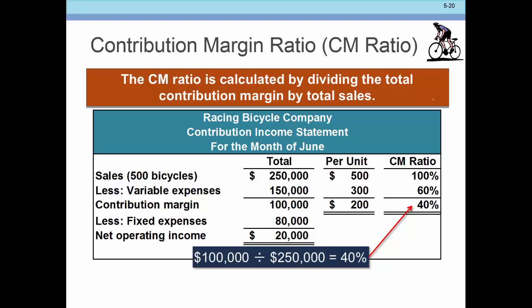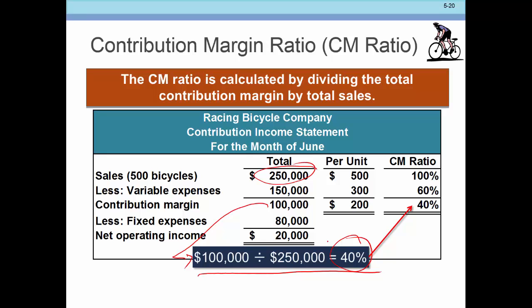Now, it is the easiest little thing in the world to calculate. You simply take your contribution margin. It's right here, John. You don't even have to rewrite it. You take your contribution margin and you divide it by your total sales. Did that give me the 40%? Okay. Is there another way to calculate this?